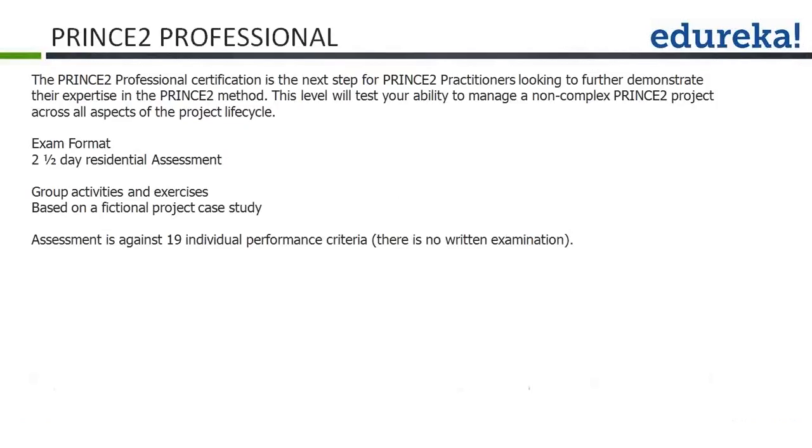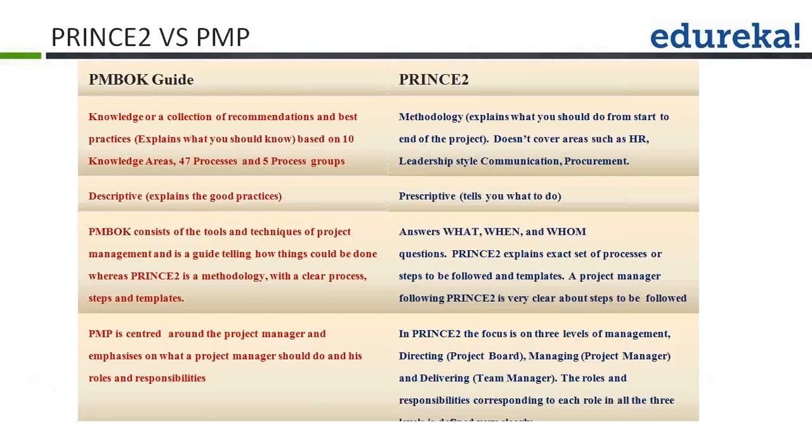Prince2 Professional is the highest level of qualification in Prince2. It checks your application as well as research skill. There is no formal written exam for this. It's just a 2.5 day residential assessment based on group activities, exercises, and a fictional project case study.